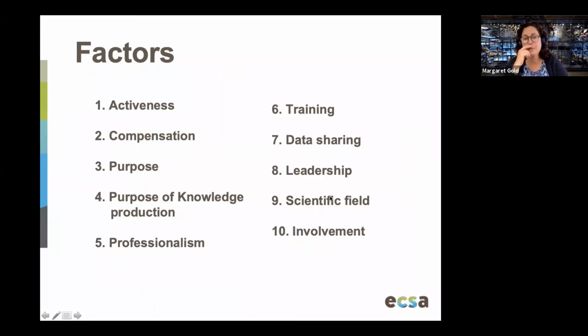So the factors that we boiled down were the activeness of the participant, the presence of compensation towards the volunteers or the participants, the purpose of the activity itself, and then the purpose of the knowledge production as something separate from that, the level of professionalism of those that were engaged in the activity, the degree of training that was required, how data was shared, what the leadership structure was, top down or bottom up or self-initiated, the specific field of science in which it took place, and the nature of the involvement.